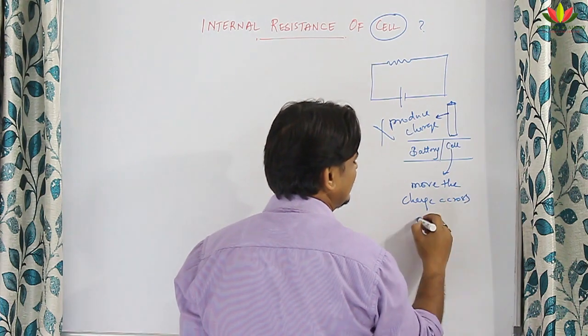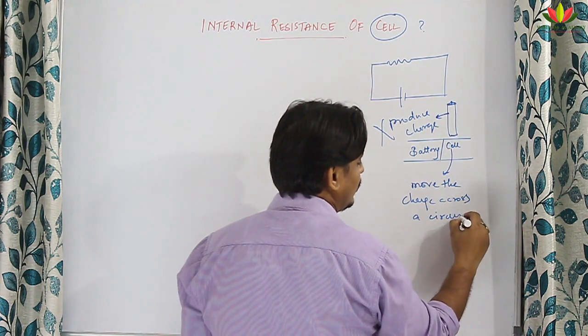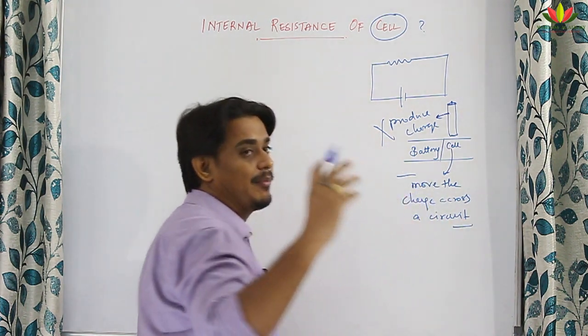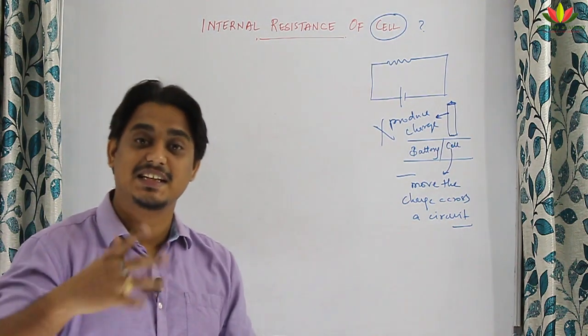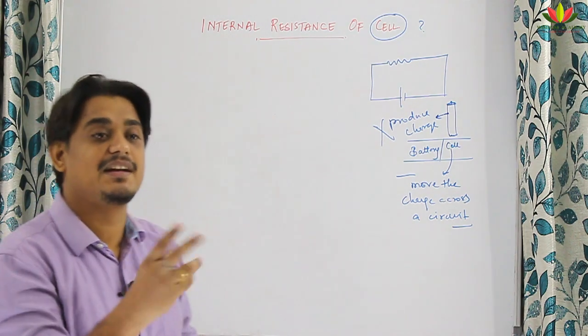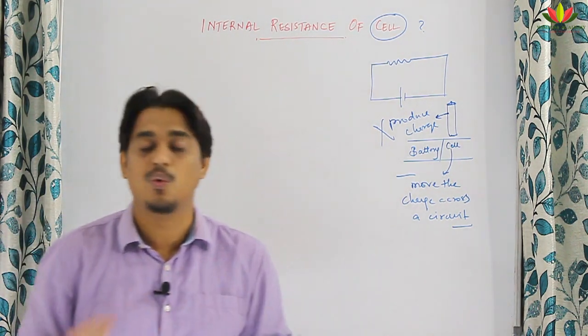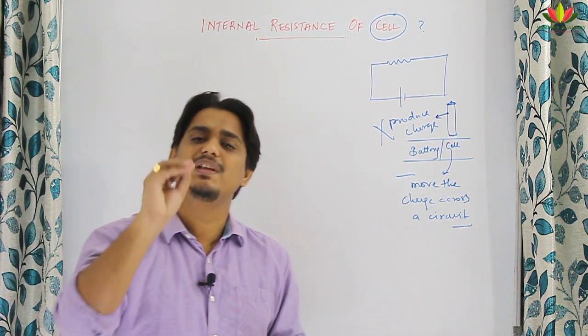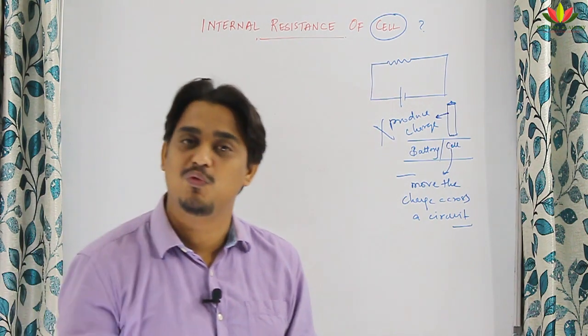They will move the charge across a circuit. So if you are also thinking that if I buy a cell and put it in this device, it is creating some charge, some current, usually people think like that, that the battery will create current, battery will produce current. No, the battery will just make the charge move.